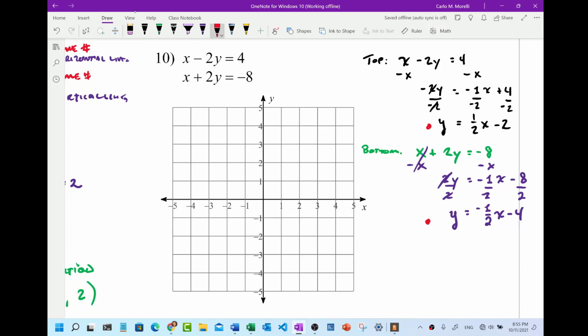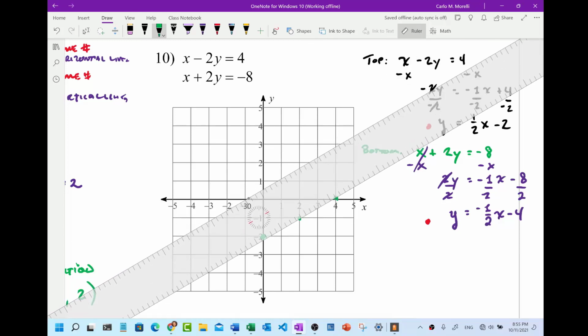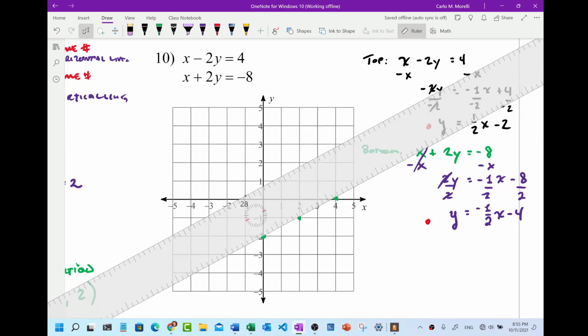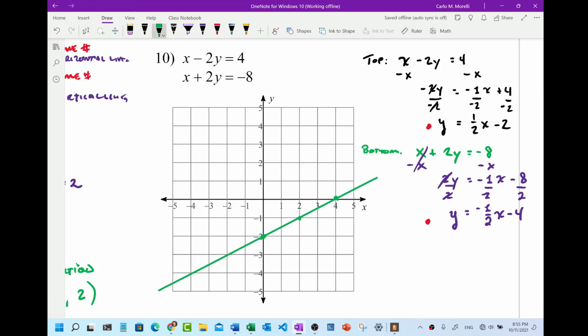Okay, so we'll start with the top one. And I will plot here. Equation 1 here starts at negative 2 and then goes up 1 over 2. Up 1 over 2, like that. Let's draw that in. There we go. There's that line. And that's y equals 1/2 x minus 2.